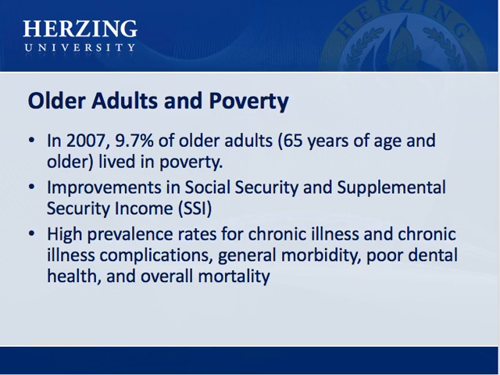In 2007, an estimated 9.7% of older adults, that is, 65 years and older, lived in poverty. The percentage of elderly persons living in poverty has decreased as a result of policy changes and improvements in Social Security and Supplemental Security Income.